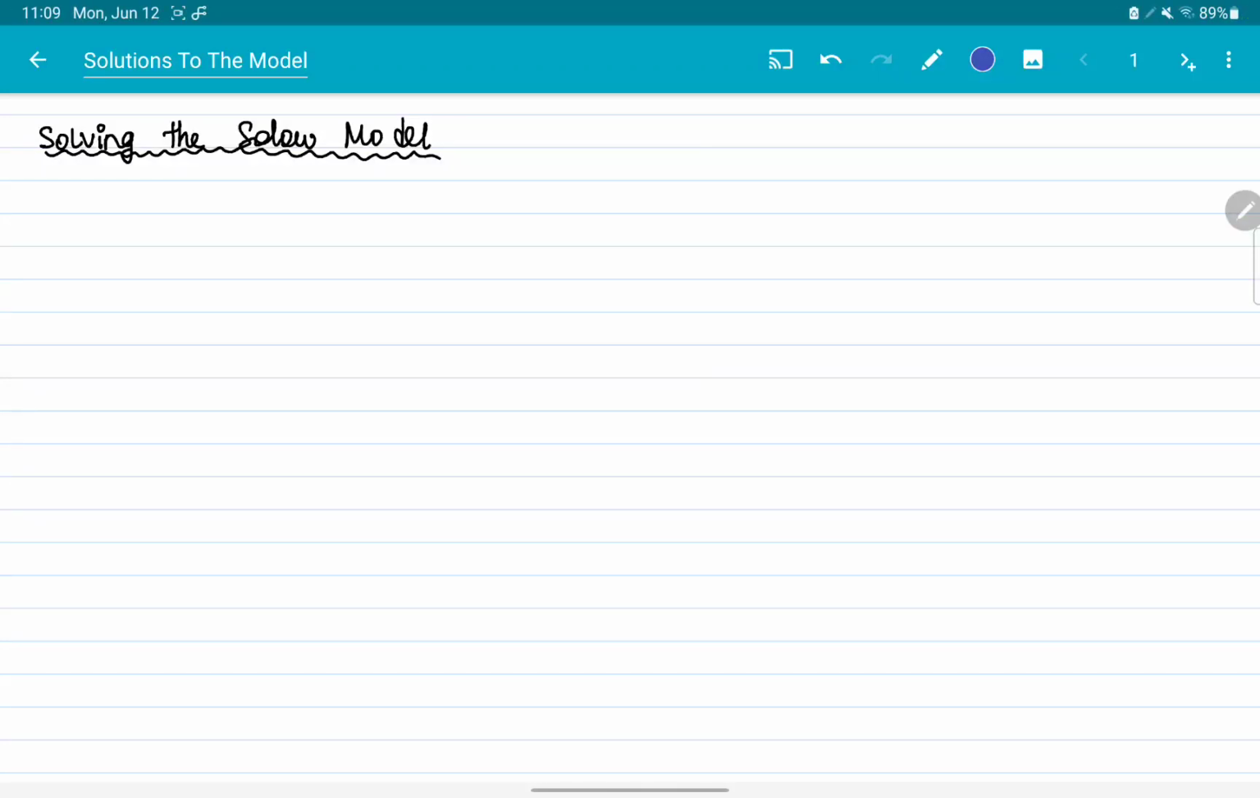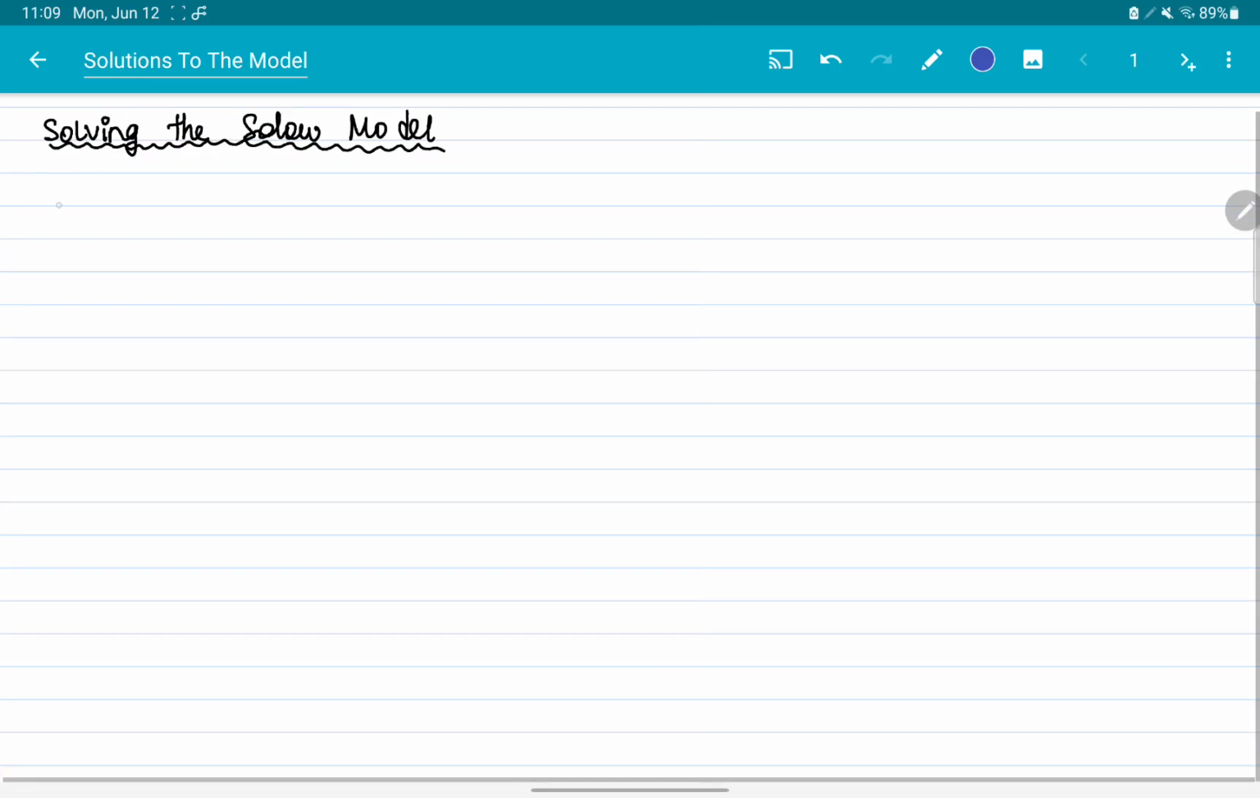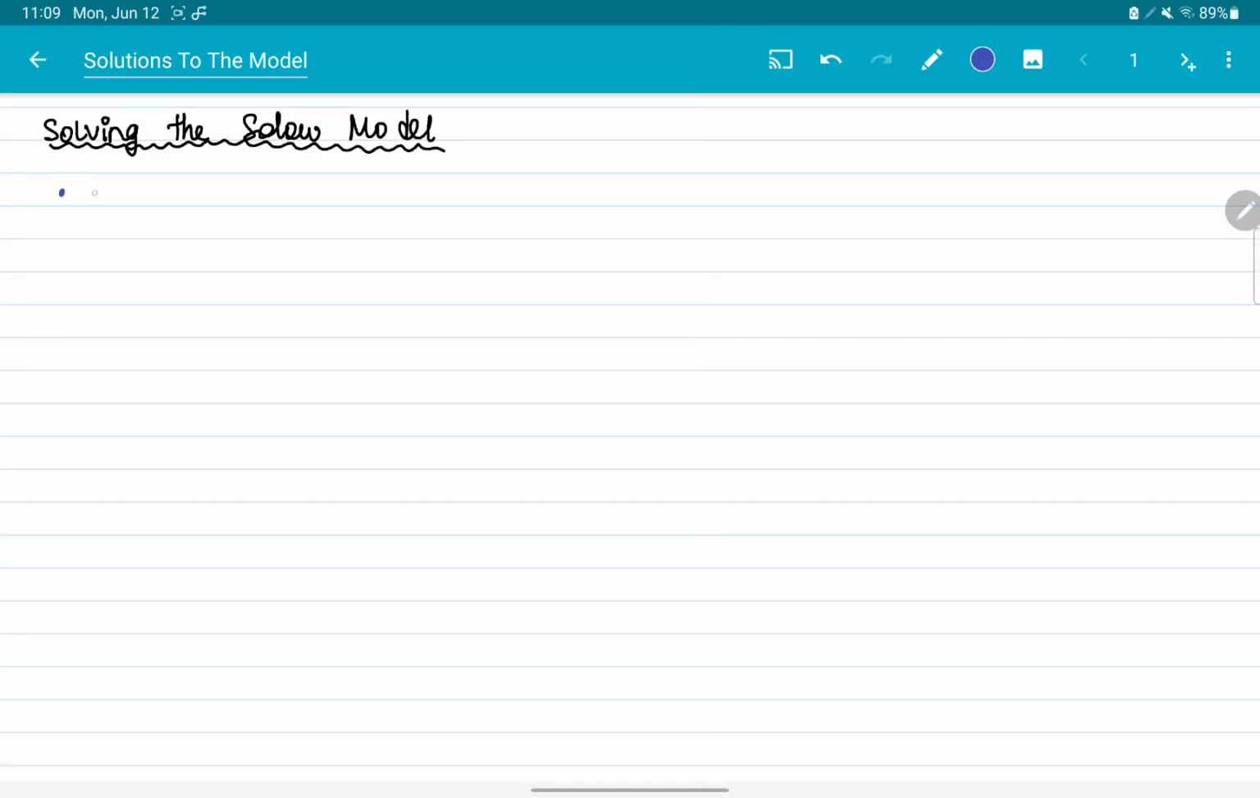I think we now have the tools necessary to actually go ahead and solve the Solow model. First, let me remind you of a couple of things which we showed or assumed in previous lectures. Number one, S is equal to I. This is true by simple national income accounting identities, right?